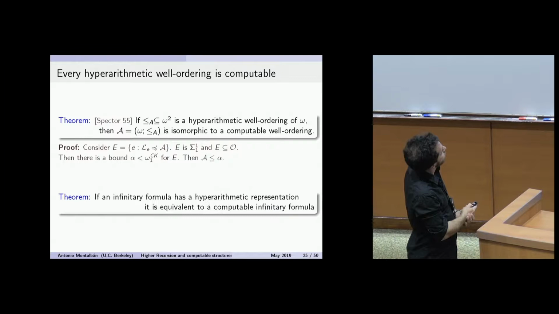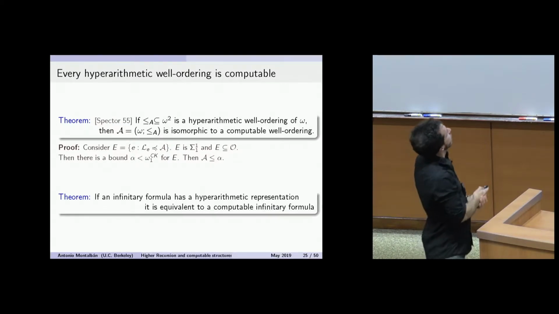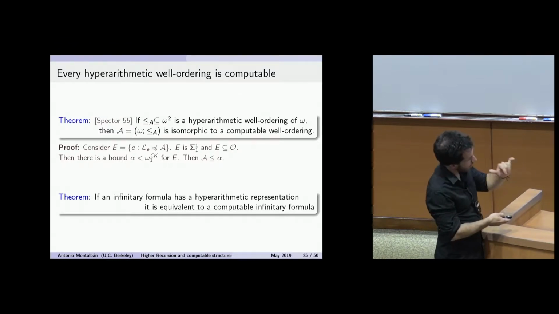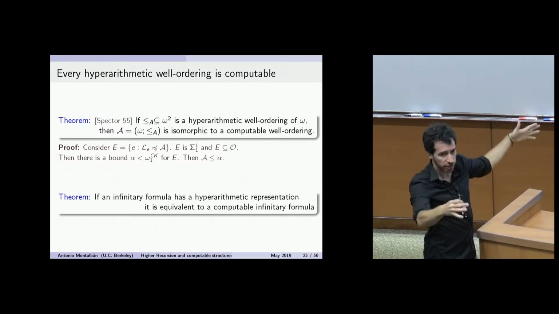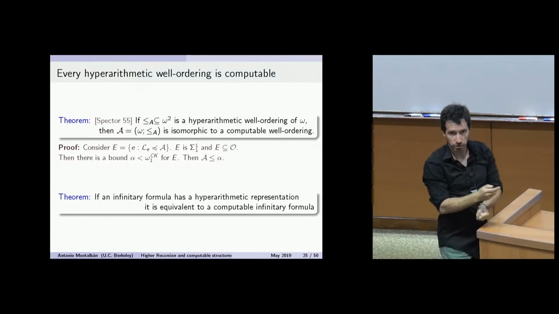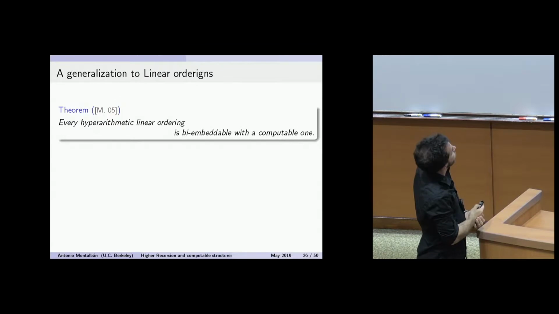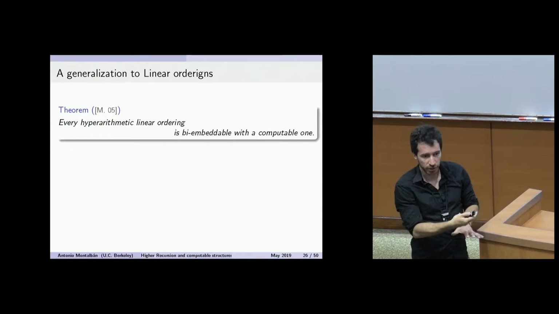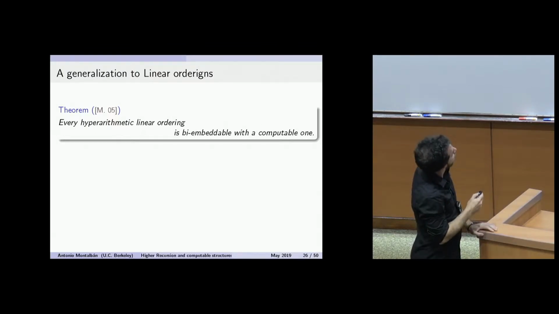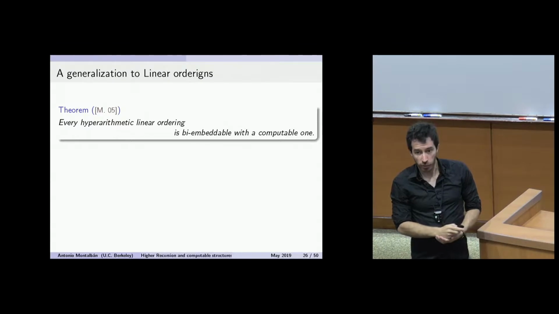And you can prove it using sigma 1 bounding. So a well ordering, if it has a hyperarithmetic presentation, which is a very large class of sets, then it also has a computable presentation, which is quite a simple presentation. This is also true for linear orderings. But instead of isomorphism, you need to use this bi-embeddability property. It's not true for isomorphism of linear orderings. But for bi-embeddability, if you have a hyperarithmetic linear ordering, it's bi-embeddable with a computable one.